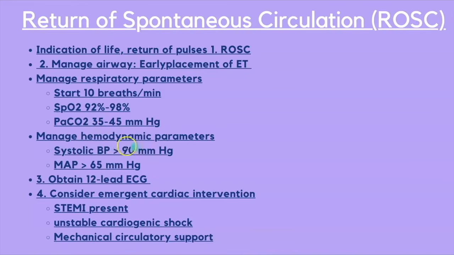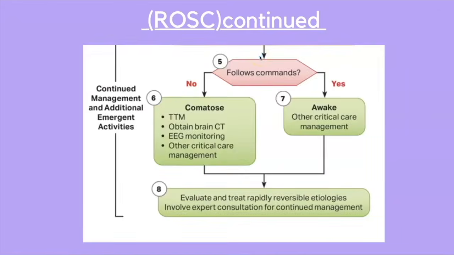You want to manage hemodynamic parameters. Systolic BP should be greater than 90. The MAP should be greater than 65. You want to obtain a 12-lead ECG. You want to consider emergent cardiac interventions, such as if a STEMI is present, if they have unstable cardiogenic shock. These are the ending steps of ROSC.